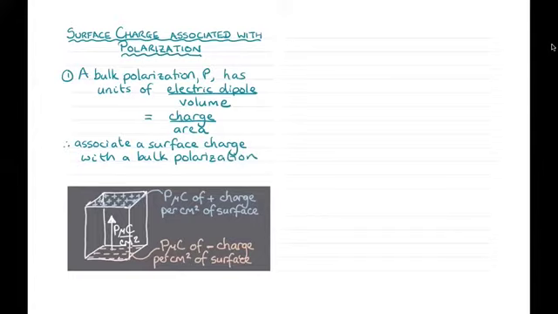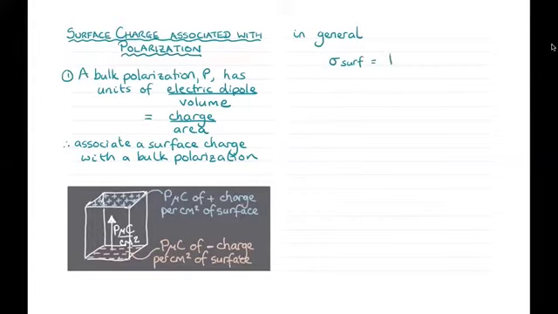And in particular, if the surface is perpendicular to the direction of the polarization, like the example we've shown here, then if the bulk polarization has value P microcoulombs per square centimeter, say, the size of the surface charge is P microcoulombs in every square centimeter. And it'll be negative at the negative end of the polarization, the negative end of the dipole, and positive at the positive end.